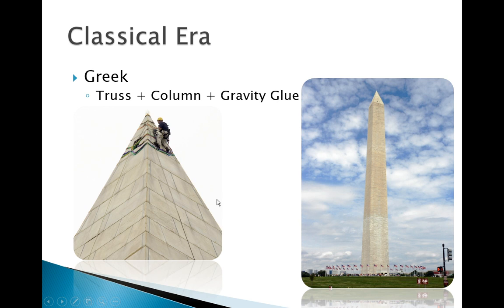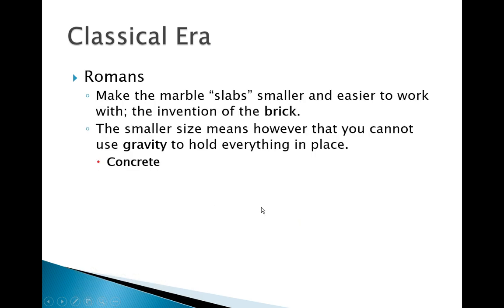All right, so that is the classical era with the Greeks. Let's talk about the classical era with the Romans. Now, the Roman civilization was much larger than the Greek civilization, covered a lot more territory. And so when the Romans wanted to build large monumental architecture, using slabs that were the size of the ones like in the pyramids or in the Parthenon wasn't practical.